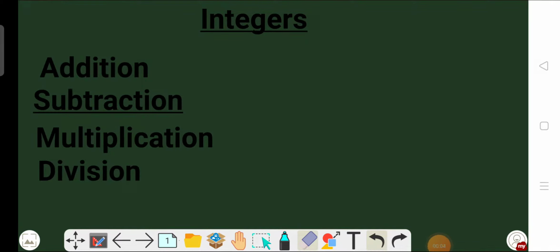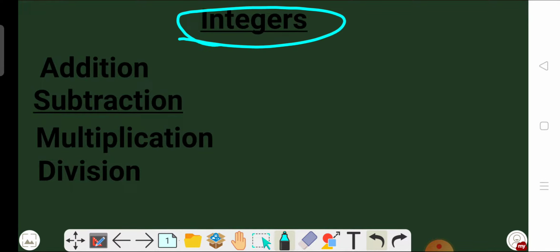As you know beta, we have completed our chapter first and chapter second up to exercise 2.1. Today we will take a quick revision of the integers and exercise 2.1. Okay. So the name of the chapter is integers.